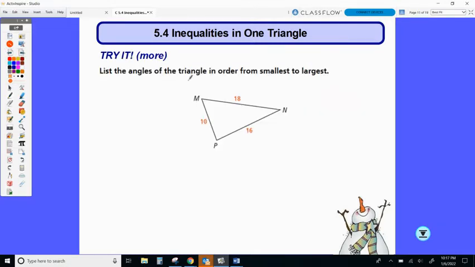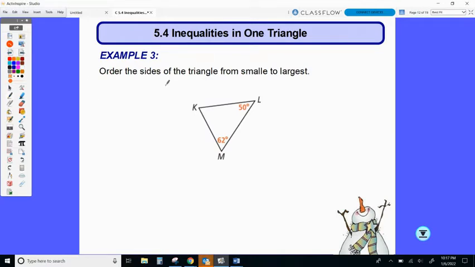List the angles of the triangle in order from smallest to largest. First of all, my smallest angle here is going to be opposite my smallest side, so my smallest angle is going to be angle N. And then my largest side is 18, and opposite 18 is going to be angle P. So that's my largest side, my largest angle. And then of course my middle one is my last one, which is my angle M. So smallest to biggest is angle N, angle M, and then angle P.